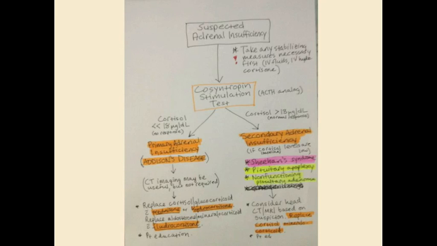So when you suspect adrenal insufficiency, first off, you've got to take any stabilizing measures necessary if the patient is in crisis. So if the patient's blood pressure is low, if they've got decreased mental status, if they're comatose or non-responsive, then in that case, if you're suspecting adrenal insufficiency, particularly if you have labs that show hyponatremia and hyperkalemia, you should immediately administer hydrocortisone, probably 100 to 300 milligrams intravenously, and then take your cortisol level.